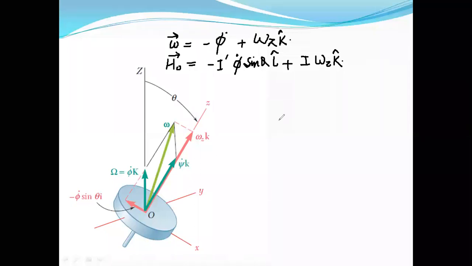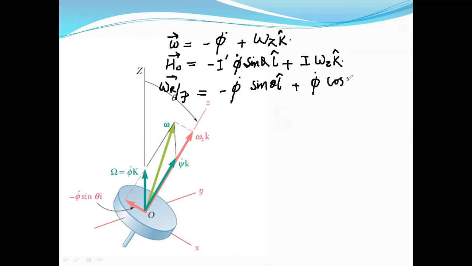And apart from this, we'll have the angular velocity of the rotating frame of reference with respect to the ground frame of reference. This term will become for us equal to minus phi dot sine theta I cap along the I axis plus phi dot cos theta k cap.